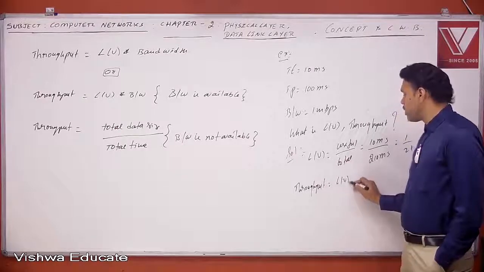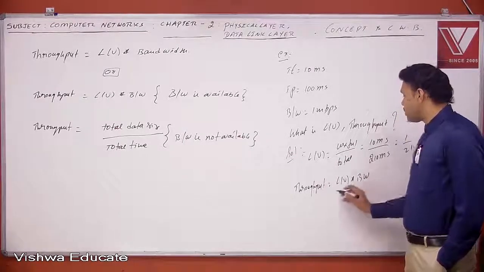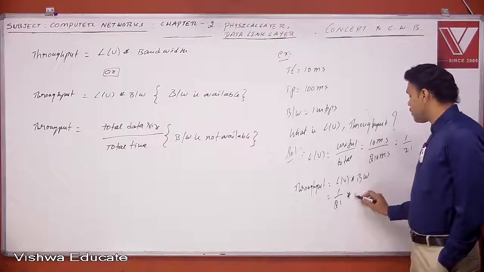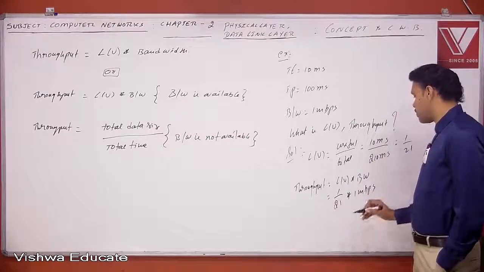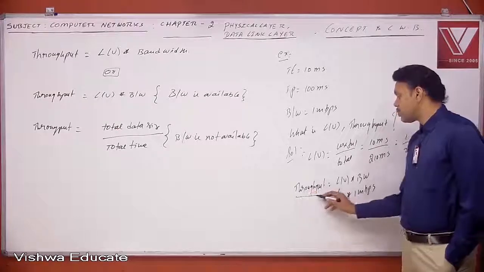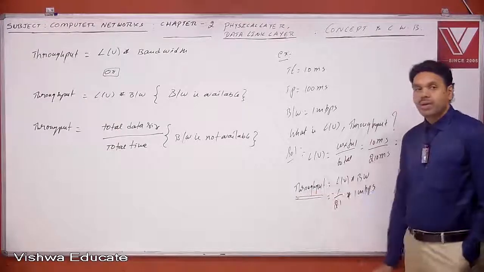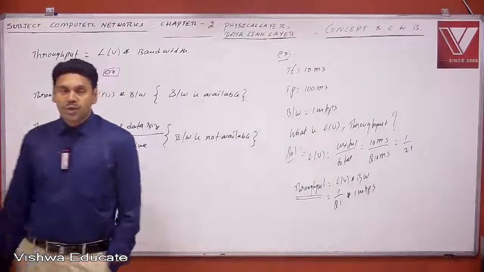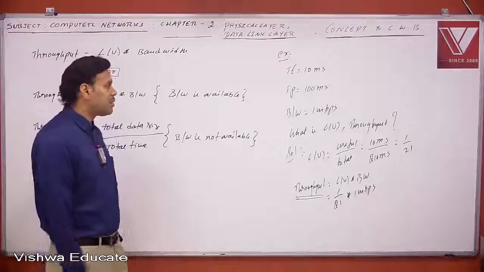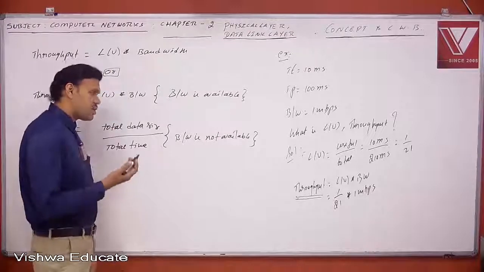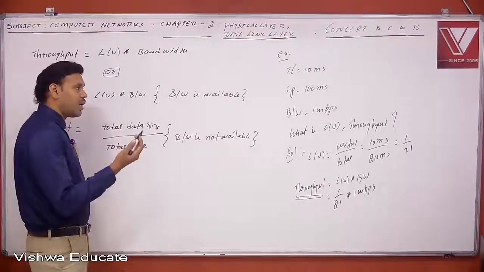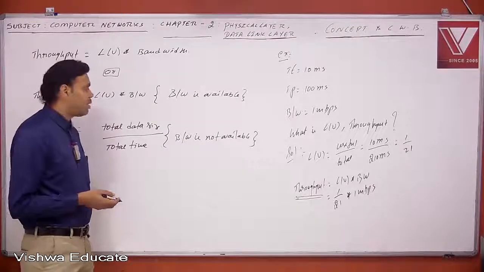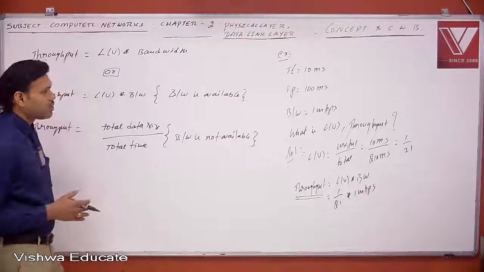Now you want throughput. Throughput is nothing but, here bandwidth is mentioned, so I can take 1 by 21 times your bandwidth, which is 1 Mbps. So this is your throughput equation. Okay friends, these are very important questions you may frequently get in the examination. What is the link efficiency, what is the throughput, what is the transmission time, and what is the propagation time. Just copy this.